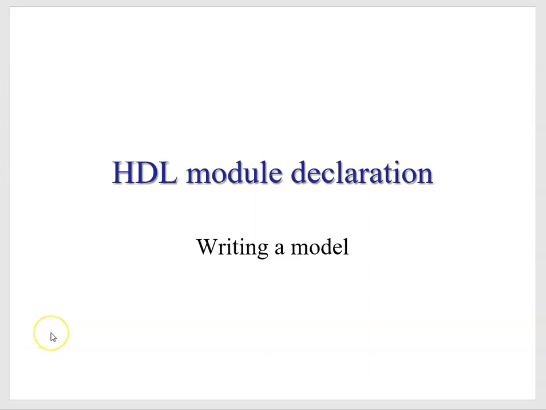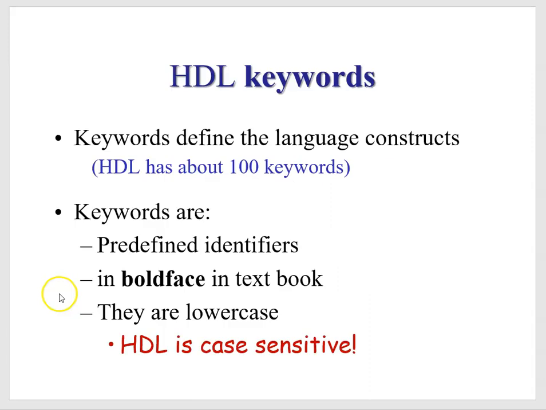In this video, we'll look at declaring an HDL module and writing a small model. What we need to know about HDL is that it has certain keywords. The keywords are the language constructs, and HDL has about 100 keywords. These keywords are predefined by HDL, and we call them identifiers.